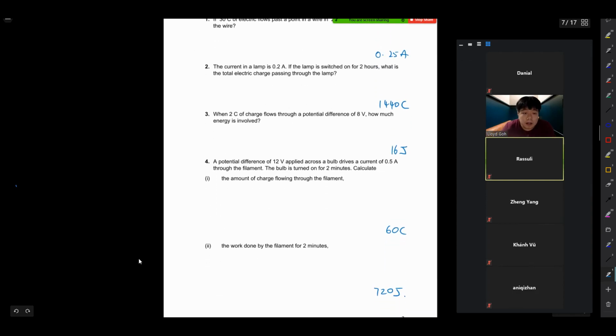If anyone has trouble with any question, please either message me or drop a chat message here, or you can just voice out. How to do 3 again? How much energy, right? So it's about the work done. So remember the formula: voltage equals work done per unit charge. So work done equals VQ.